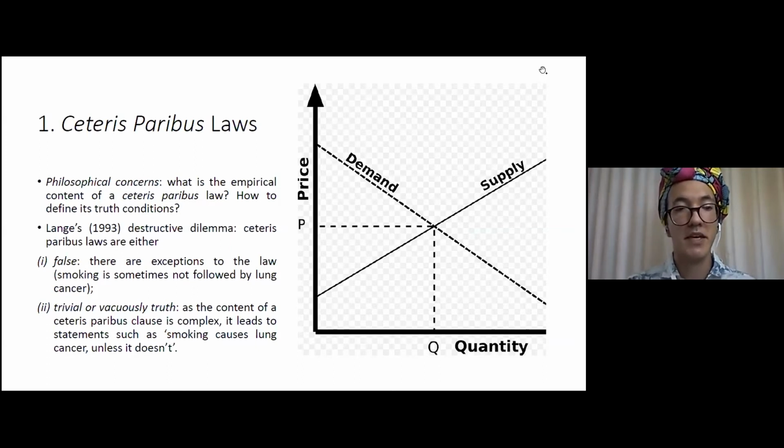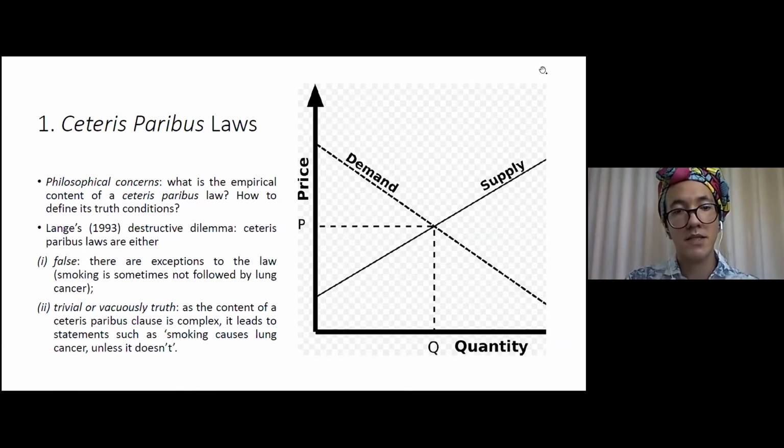They may be false because without the ceteris paribus clauses, there are exceptions to these laws. For example, smoking is sometimes not followed by lung cancer. On the other hand, if you put the ceteris paribus clause in order for the law to hold and to be true, it may be vacuously true, or trivial, or uninformative.